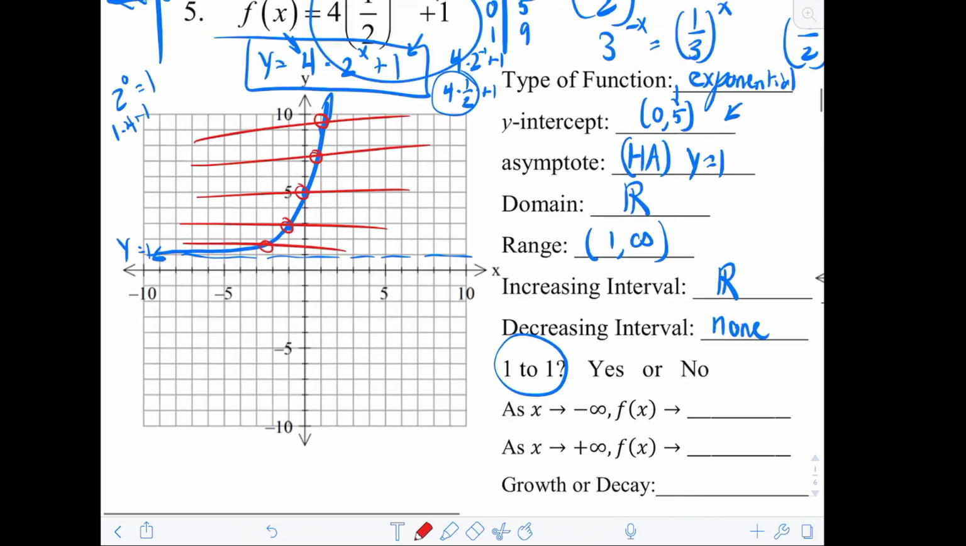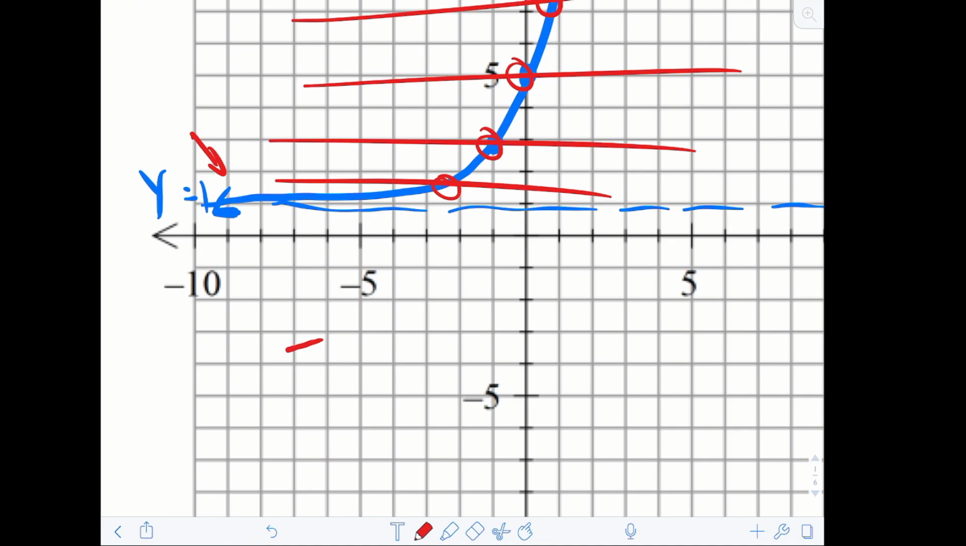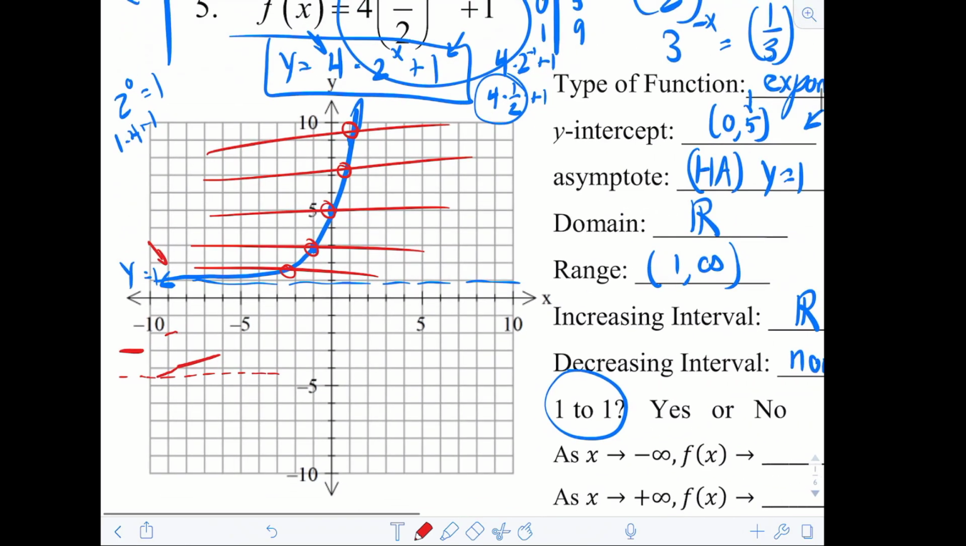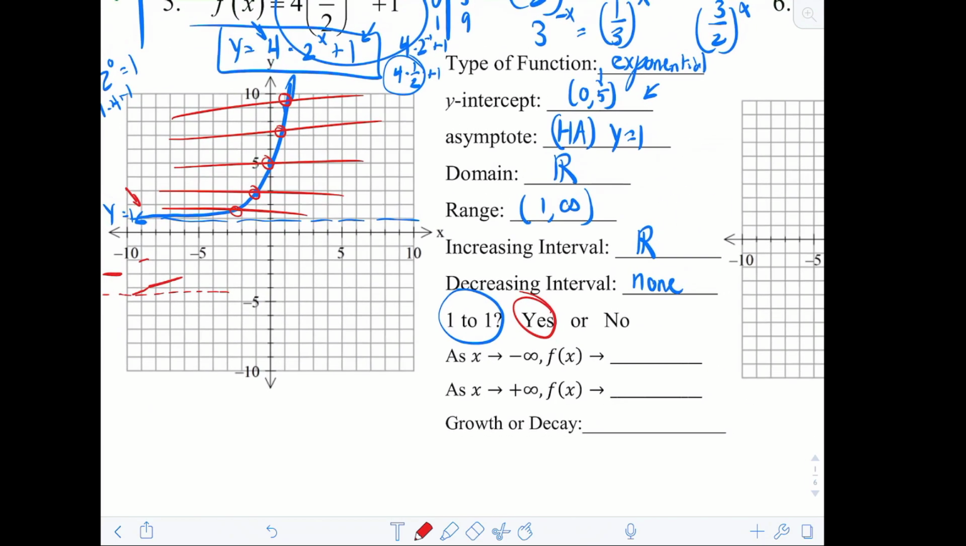Now, some of you might be thinking, well, in this section, it looks like the graph gets really close to being horizontal, but it is still technically going downwards. Even though it is getting closer and closer to some value, it will never actually be a horizontal line. It is always going down at a slight angle, ever so small. Okay, so is this 1 to 1? Does it pass the vertical line test and the horizontal line test? It does. As x goes to negative infinity, y goes to, in a sense, 1, because that's the horizontal asymptote. As x goes to positive infinity, y goes to positive infinity.